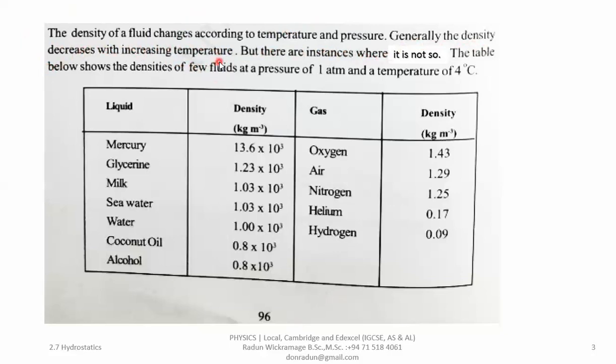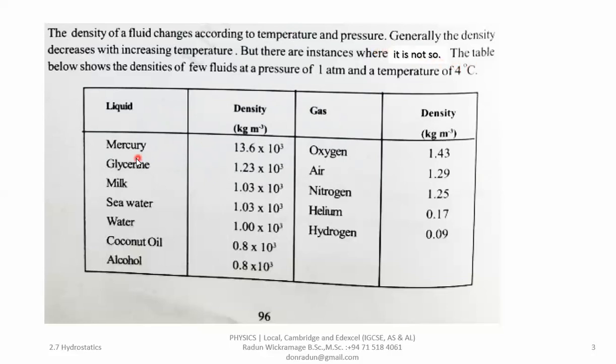What is the reason for this? That is the increase of volume. When volume increases, the mass remains constant, but the density goes down because of the volume increase. But it is not like that all the time. We have to talk about anomalous expansion as well. But during this discussion of hydrostatics, we are not going to discuss that. Under thermal physics, we are going to discuss that as well.